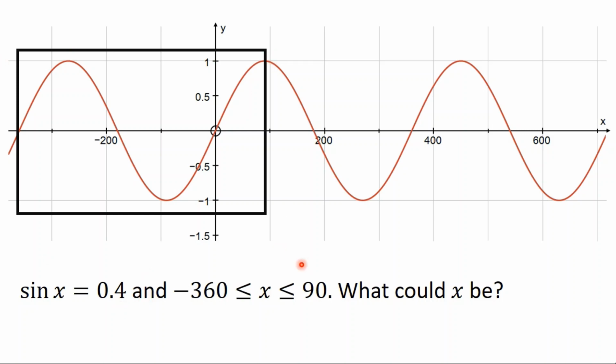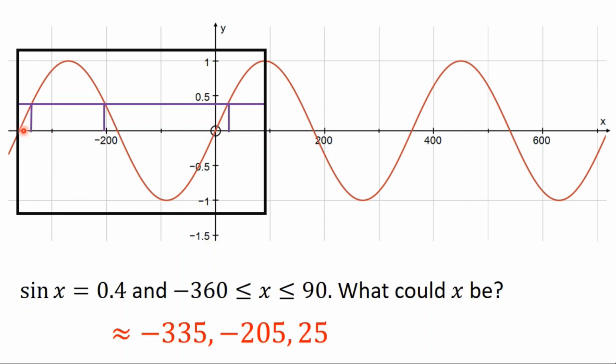I can then draw on my line at y is 0.4, which is about here. And I can read off my possible x values by going down and having a look at x. And this time we've got 3 possible x's within that range. One over here, and one over here. And if I read them off, we've got these approximate values, approximately negative 335, approximately negative 205, and approximately 25.